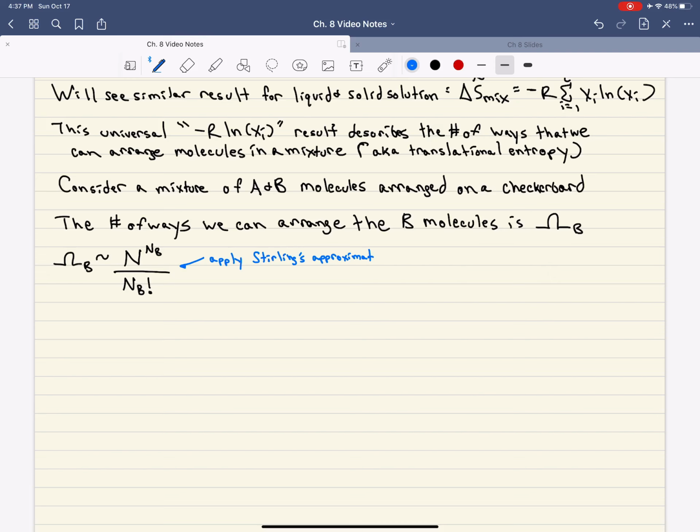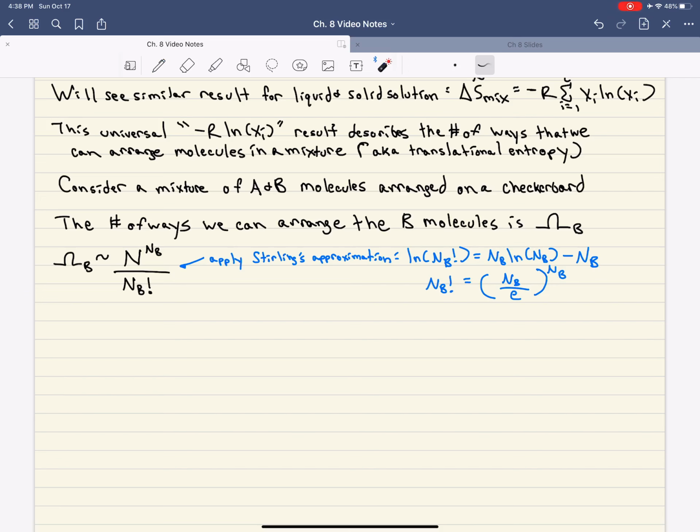And Stirling's approximation was just saying that the natural log of some n factorial could be written in this form, minus nb. Okay? If we took the exponential of both sides, we could also write it in this form, where we have nb divided by e, and this is all raised to the nb. So that's just a way to rearrange Stirling's approximation.